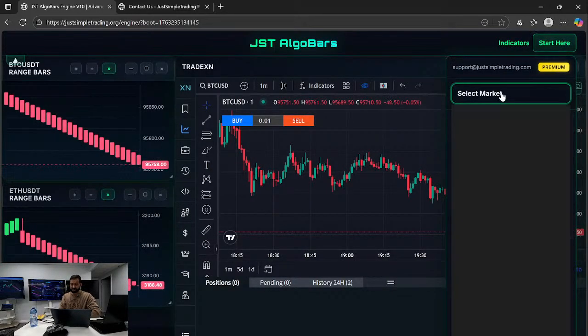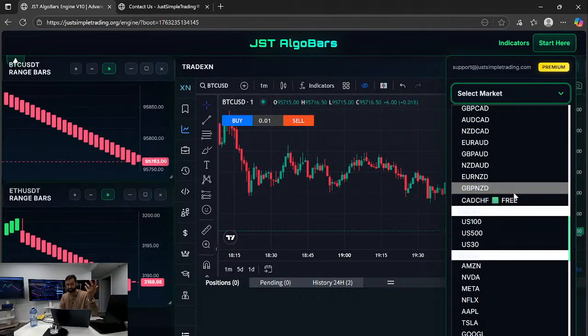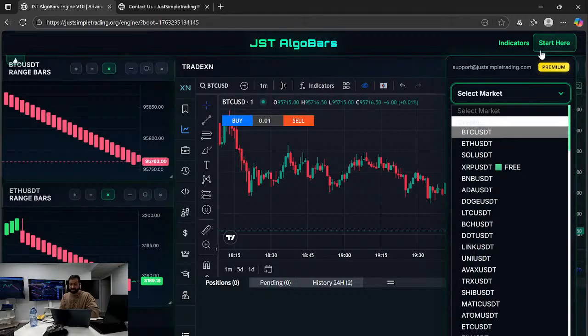So all you got to do is you just go. There's a few of them that you get access to for free, XRP. Other than that, you just pay for your own data feeds and your data fees, and then you get access to the range bars. Now, how do we set them up?